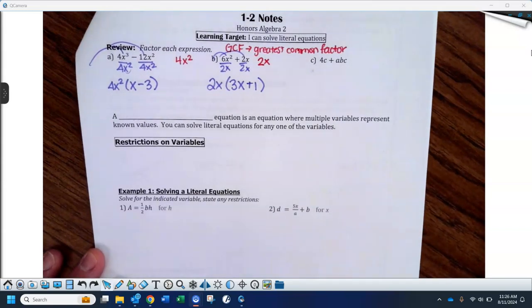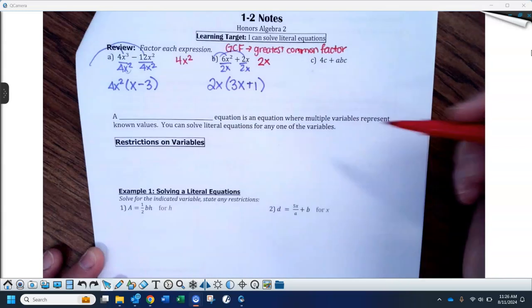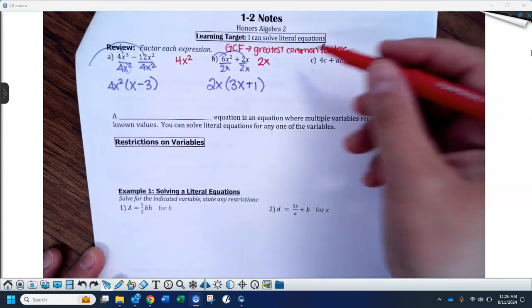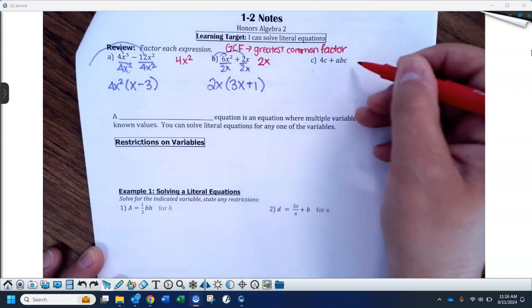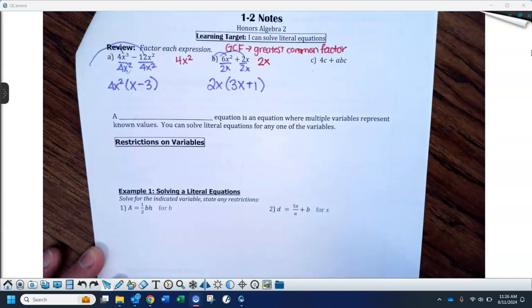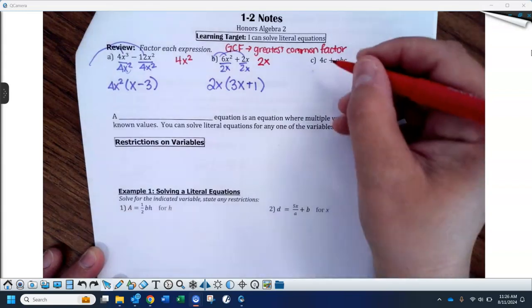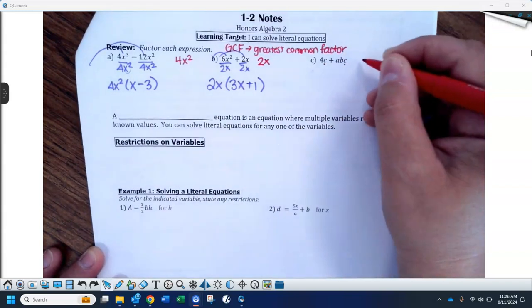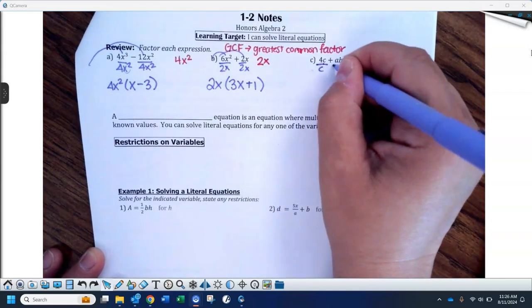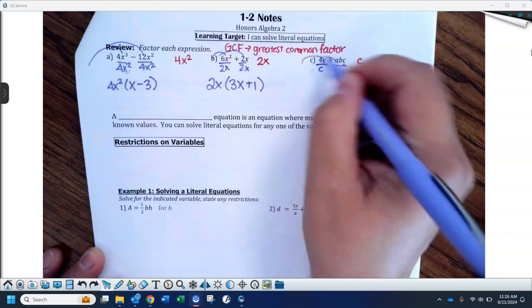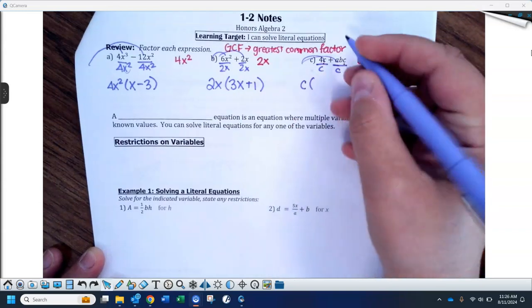And then the last one's probably a little bit more similar to some of the questions you're going to see later on where it's got more variables in it. In between these two terms, I've got just 4c and then the term a little more complicated, ABC. If you notice, I have a c in both of these. So that's actually going to be my greatest common factor there. So we're going to divide a c out in front, just like undoing a distributive property.